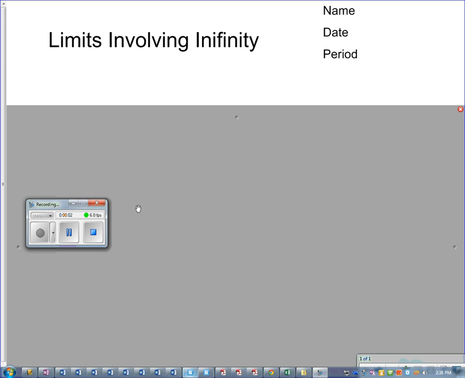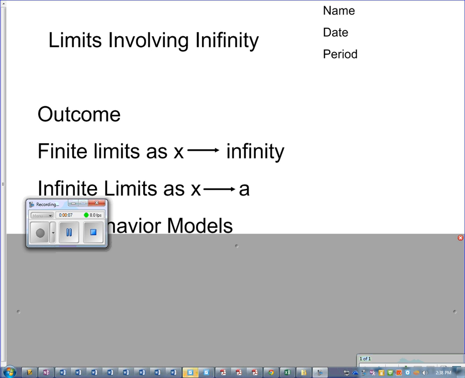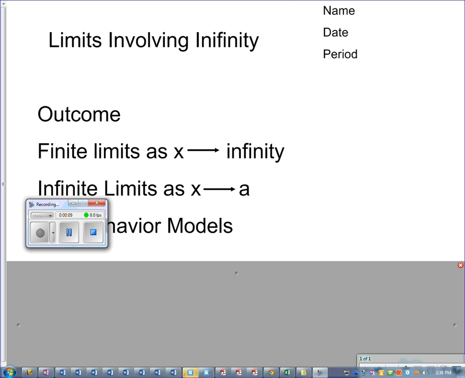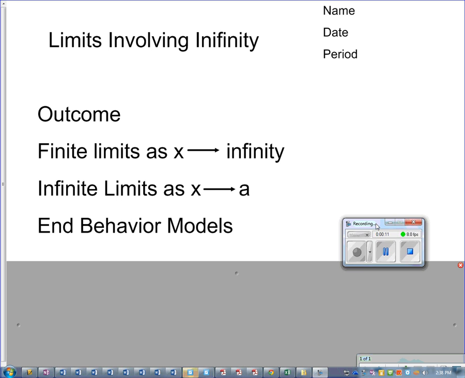The title of these notes is Limits Involving Infinity. In these notes, we are going to look at finite limits as x approaches infinity, infinite limits as x approaches a, and we're going to look at a technique called the end behavior model.